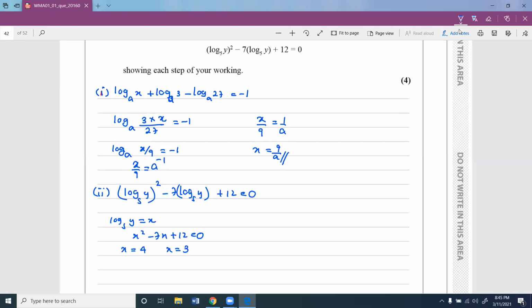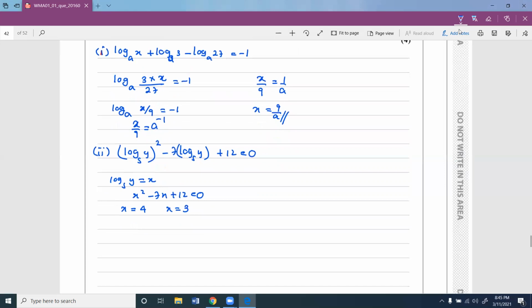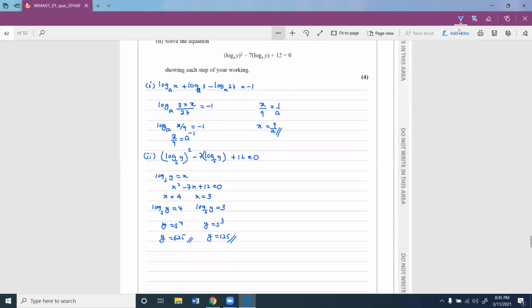Okay. Then you can see log 5y equals 4. The other one is log 5y equals 3. Then you can write y equals 5 to the power 4 and y equals 5 to the power 3. That is y equals 625 and y becomes 125. That's a way of getting the answer to this kind of question. Right? Okay, let's go ahead with this.